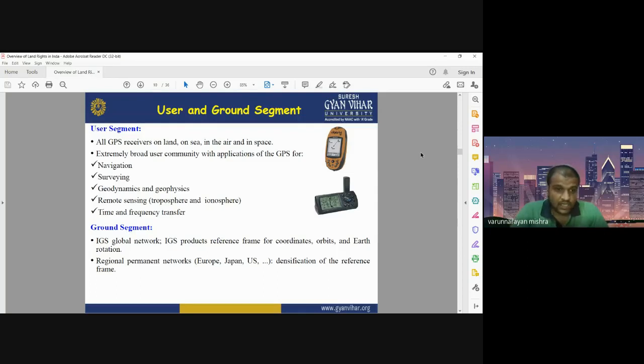And ground segment is having some global network. That global network uses a reference frame for coordinates, for orbits, and earth rotation. Regional permanent networks are established in Europe, Japan, and US for the densification of the reference frame. So they are also having different kinds of reference stations all over the world to track and to get the exact positioning, to get the improved and precise information about the location. This is all about the user and ground segment. Now moving to the next slide.